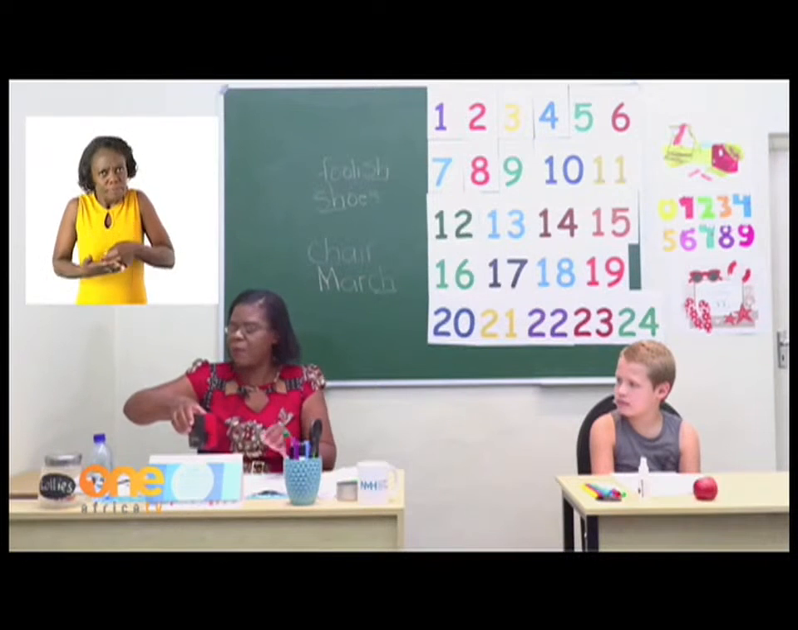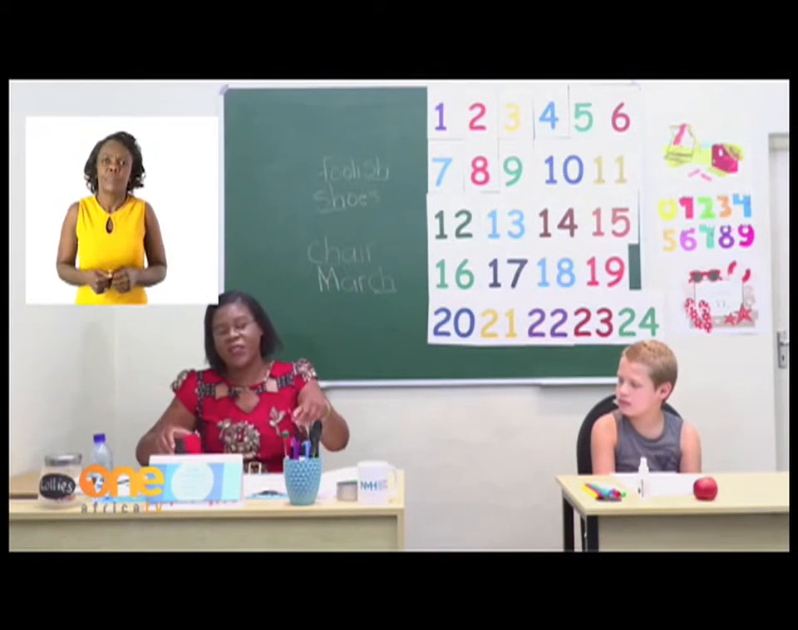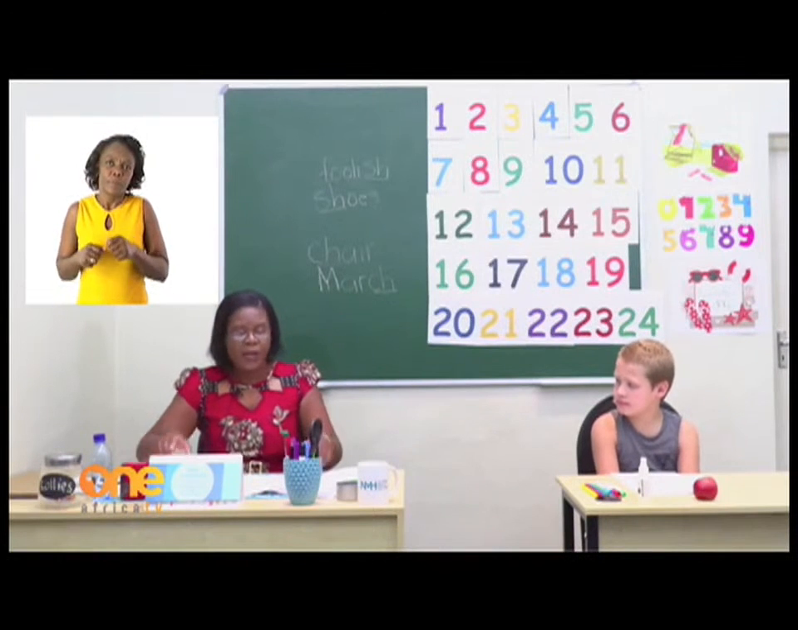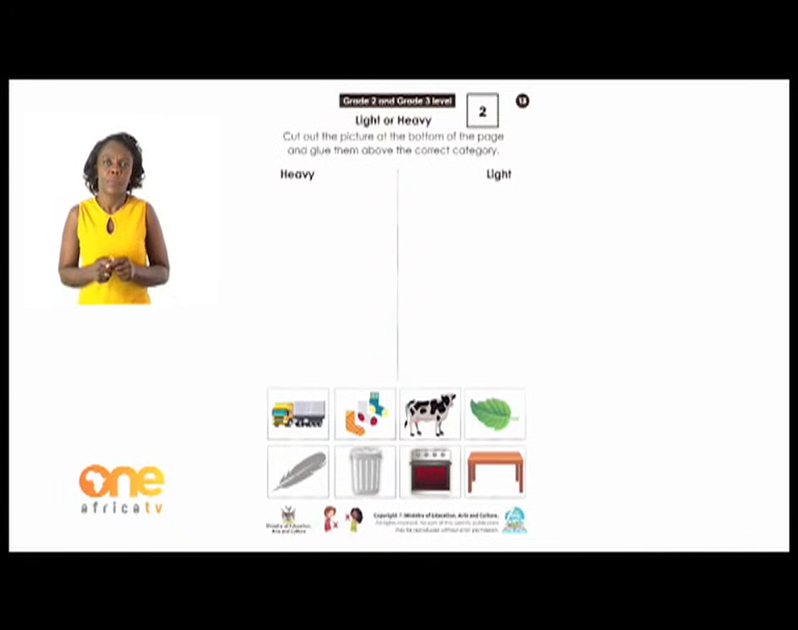When I pick it up, my muscle is building. Therefore, this one is heavier than the pencil. All right. Now, let us look at our objects which are given on page 13. Which one is light and which one is heavy? We have got two columns there in front of us. On the left side is heavy and on the right side is light.